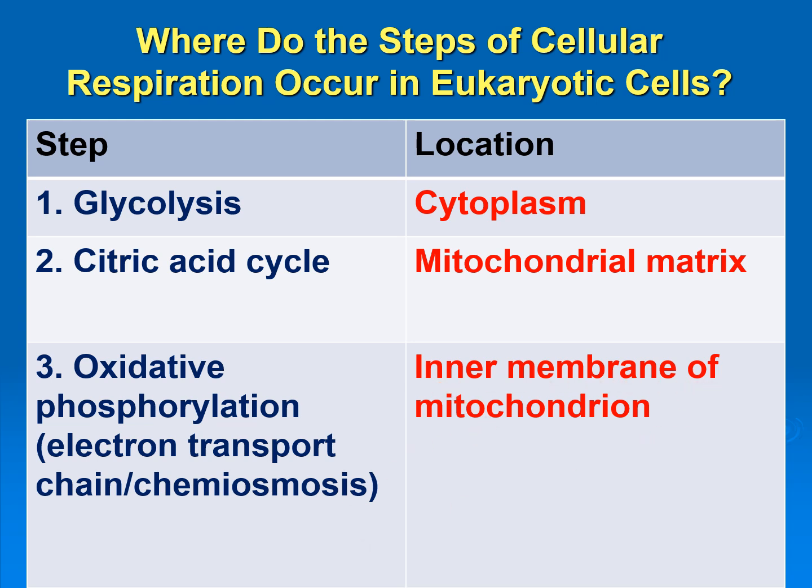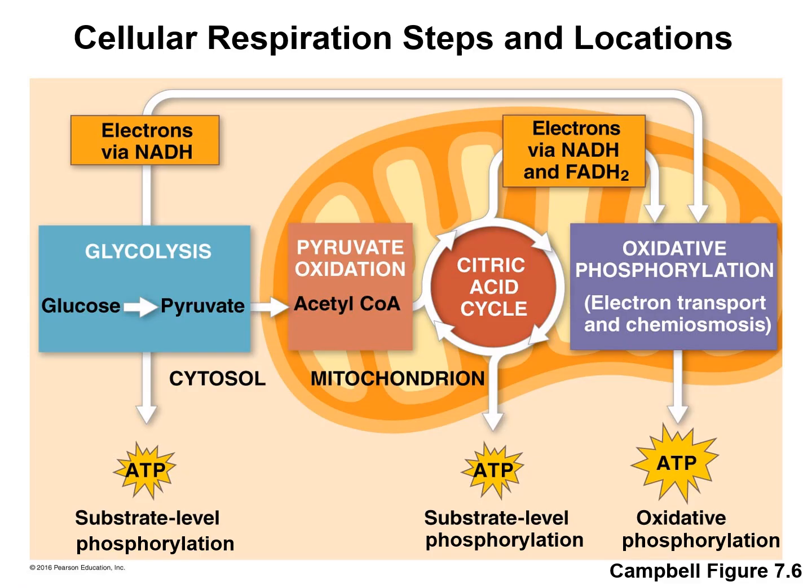So let's just take a look at a picture. So glycolysis, our first step of cellular respiration, is going to occur outside the mitochondria in the cytoplasm. Citric acid cycle is going to occur in the middle of the mitochondria, called the mitochondrial matrix. And then oxidative phosphorylation is going to occur in the inner membrane of the mitochondrion. So you've got an outer membrane and then this inner membrane, so that's where the oxidative phosphorylation occurs. So that's where your electron transport chain is.